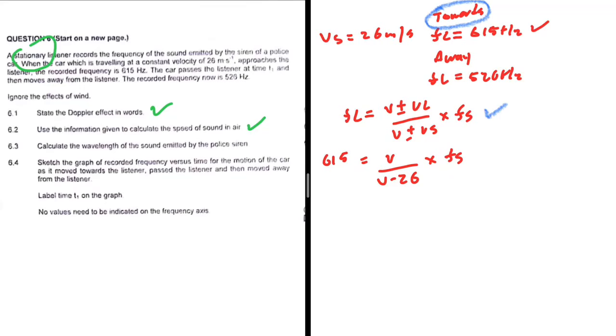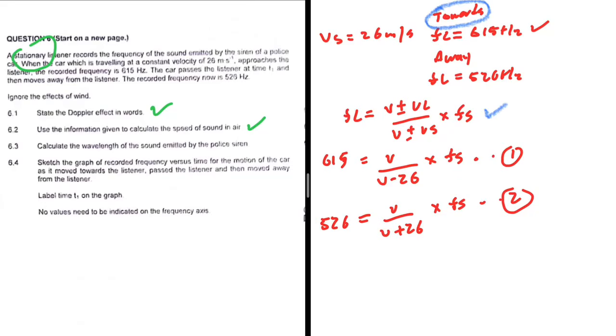Let's take a look at the case where it is moving away. When it is moving away, the observed frequency is 526 hertz. And then we have V divided by V plus 26, multiplied by Fs. Fs is the same because that is the emitted frequency. So we have these two equations, equation 1 and equation 2, and what we need to do is to solve simultaneously.